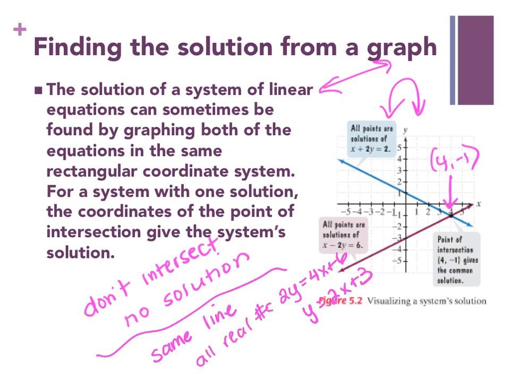So there's always 2 special cases, no matter what kind of system it is. Your no solution, which means they'd never intersect. When we get to equations, you'll see how that happens. And then all real numbers, which means that the lines would overlap completely, like one line right on top of the other. They end up being the same line.